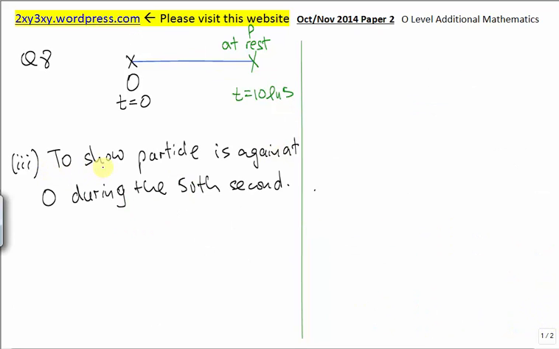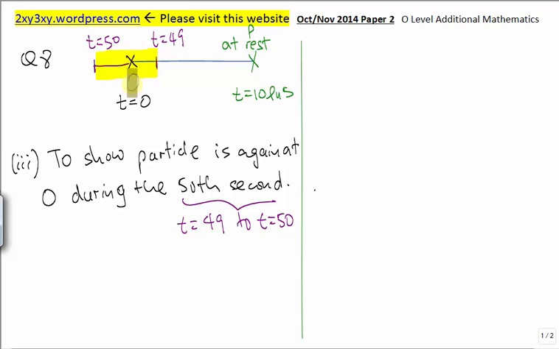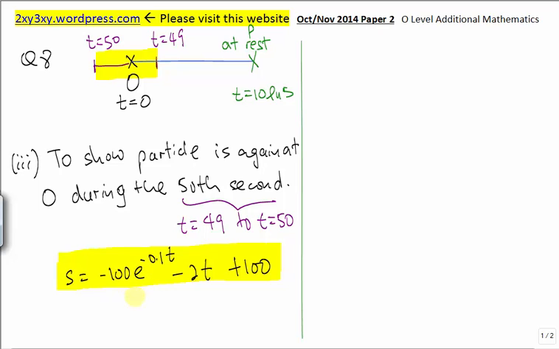In part 3, we are asked to show that the particle is again at the point O during the 50th second. 50th second means t starts from 49 to t equal to 50. So basically what it means is from t equal to 49 to t equal to 50, at this instant, the particle should pass through the point O. In part 2, we have obtained the displacement expression.